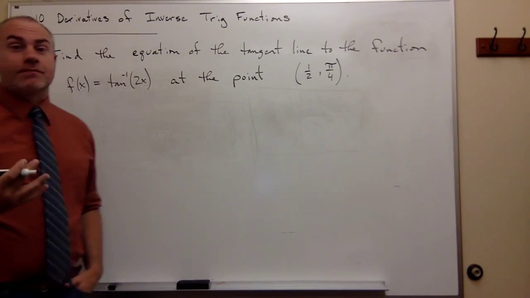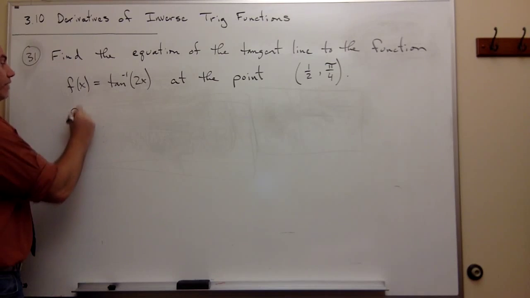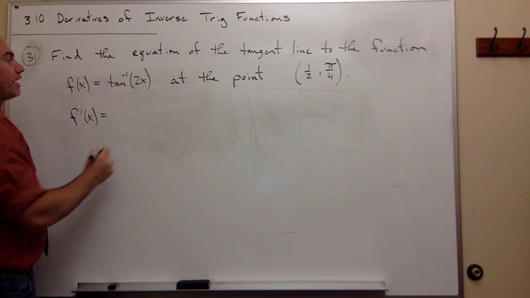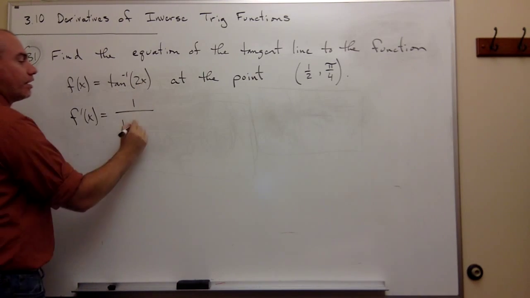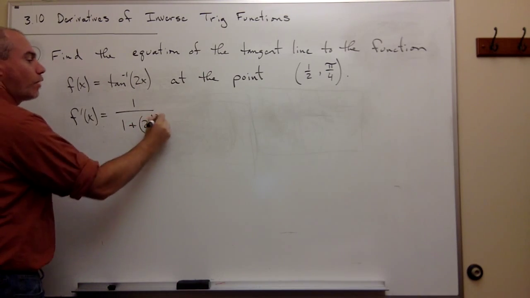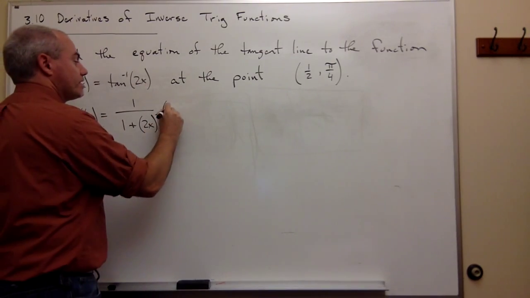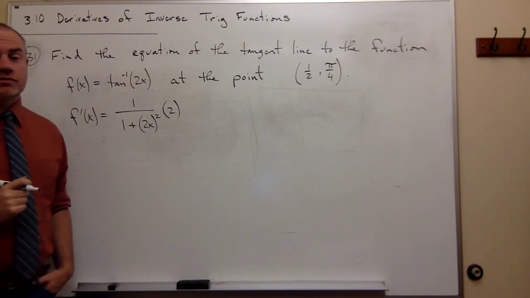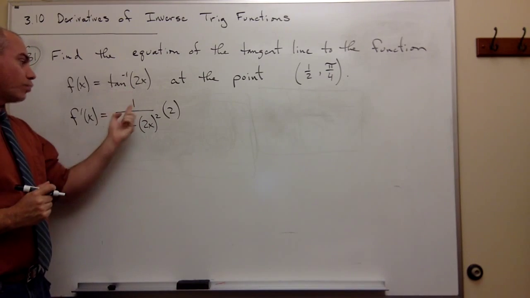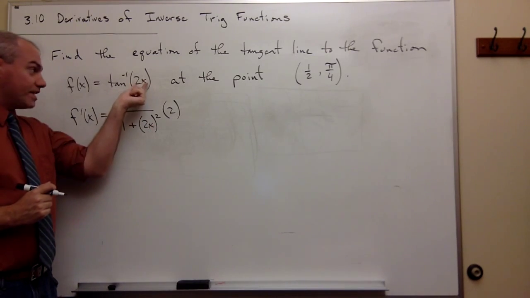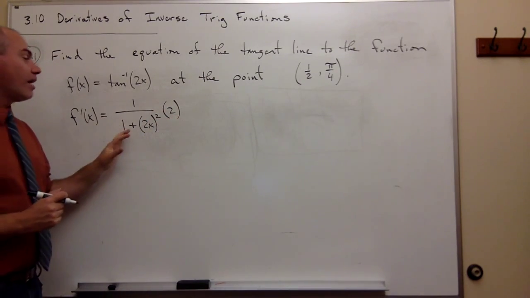This is very much like something that we've done in a previous problem. Let's look at it here. If I take the derivative f prime of x here, then I get 1 over 1 plus whatever's in here, 2x squared, times the derivative of what's inside. But what's inside is a 2. Okay, so here is the derivative of this function. It's 1 over 1 plus what's inside squared times the derivative of what's inside. Okay, so I've got my derivative.